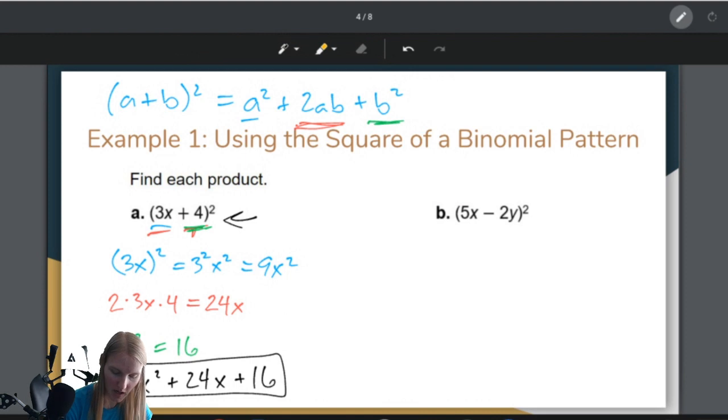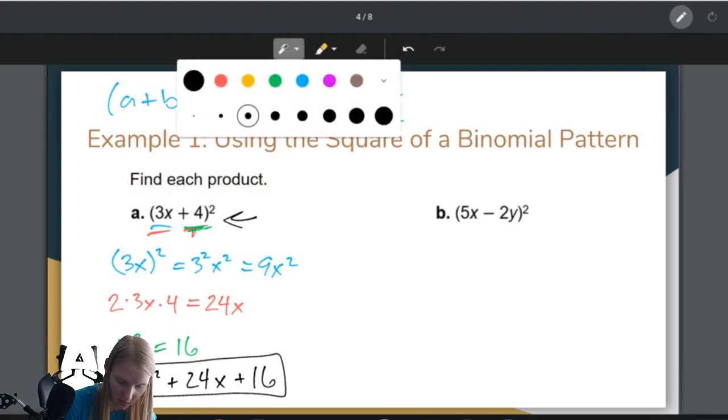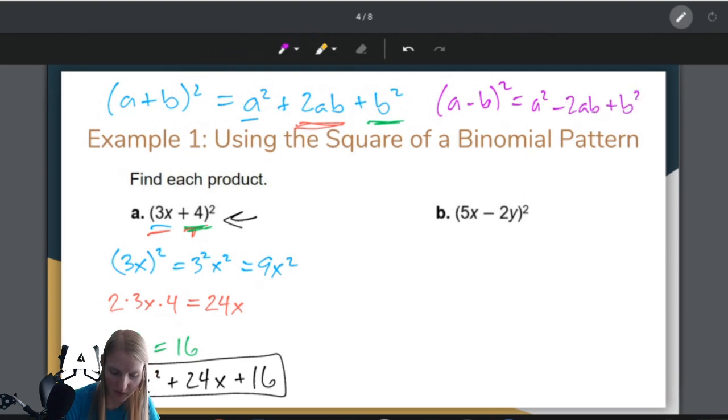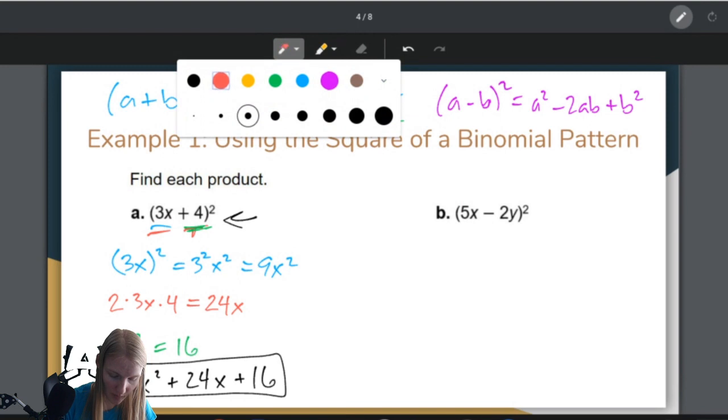Okay, so, same pattern, but now, let's do this in another color. We have (a minus b) squared, which is very similar. That is a squared minus 2ab plus b squared. So same thing, only that middle term is going to have a minus instead of a plus. Okay, let's jump right in.